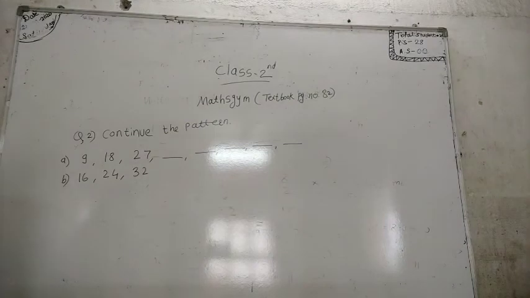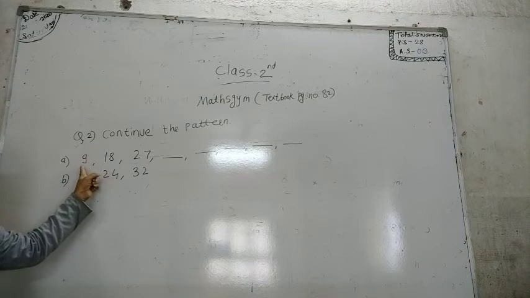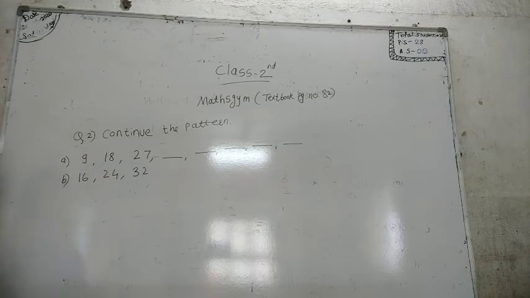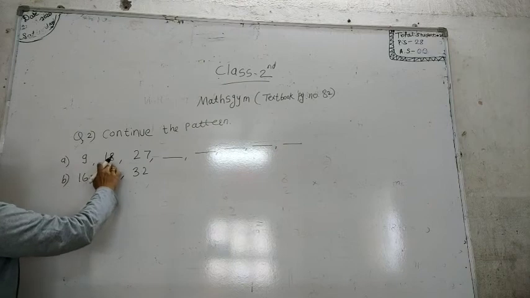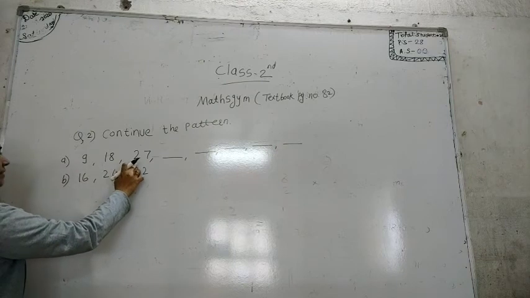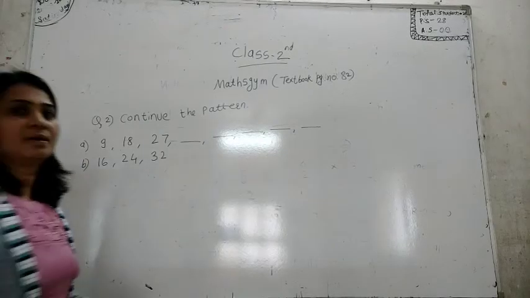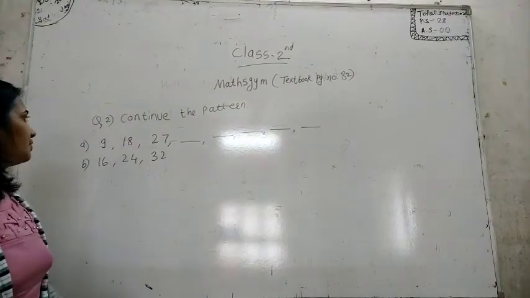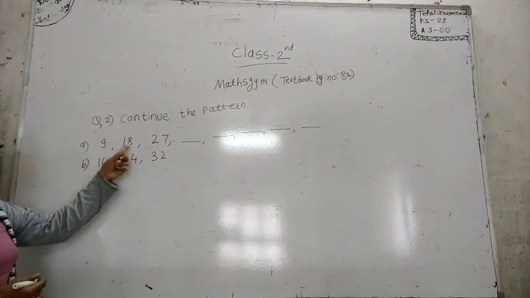Now students, I explained the exercise on page number 82 and here in question number 2, continue the pattern. Here two patterns are given. If you observe carefully, you can see here it is the multiplication table of 9. So here I write 9, then 9 2s are 18 and 9 3s are 27. If you learn the table, you can write directly, or you can write using fingers with the difference of 9.